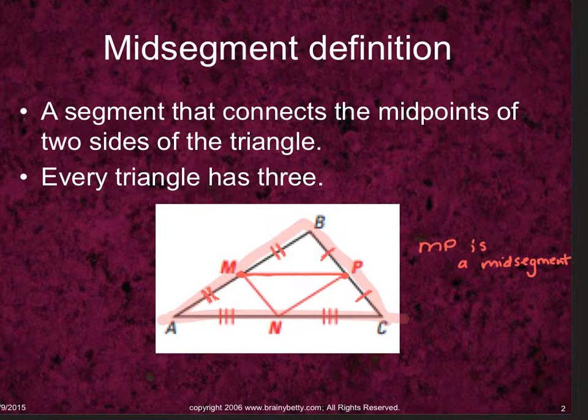If I look at the other two, if I pair another two sides, so if I say this side and this side, I find their midpoints, which would be here, and connect them, and MP is also a midsegment. And then if I pair my last two sides together, this one, and I locate their midpoints, which would be here and here, and connect them, again, MN is also a midsegment.